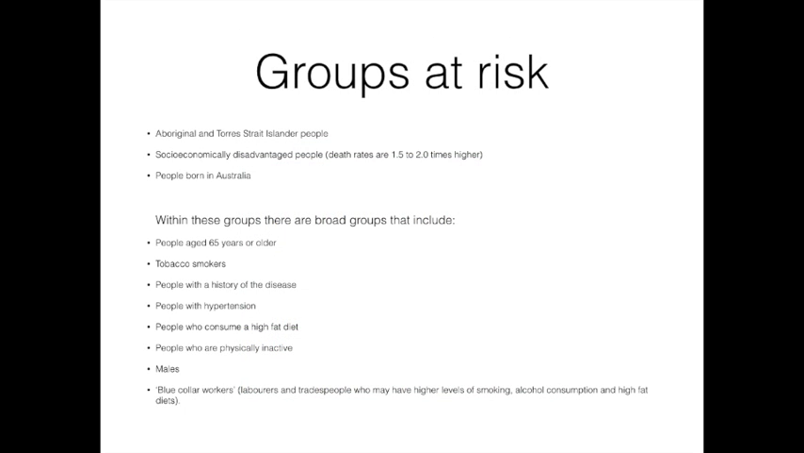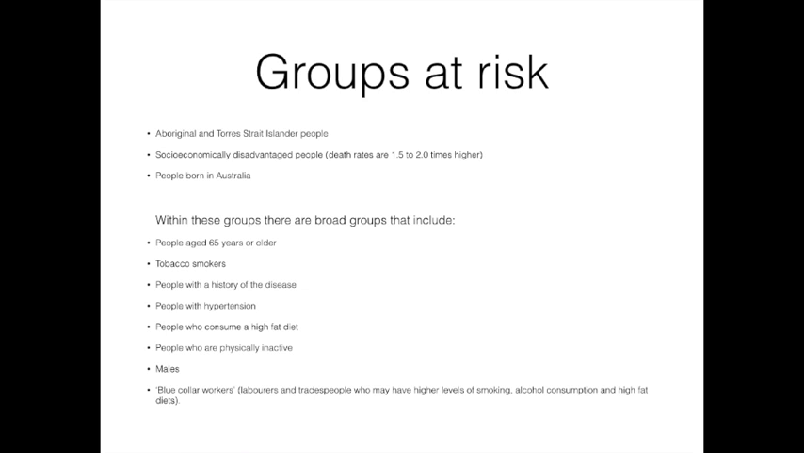The groups at risk. Aboriginal and Torres Strait Islander people have death rates that are 2.4 to 2.6 times higher than the non-Indigenous population. People who are socioeconomically disadvantaged tend to have death rates that are approximately 1.4 times higher. And people born inside and outside of Australia also have a particular risk. People living in rural and remote locations are also at an increased risk for some cardiovascular diseases.